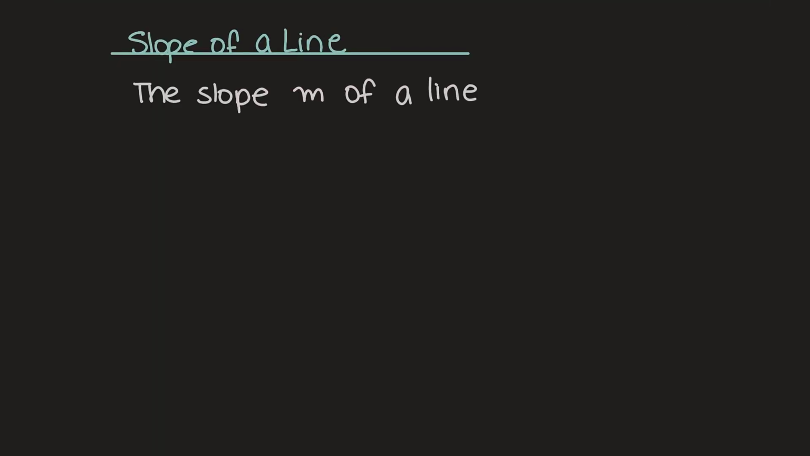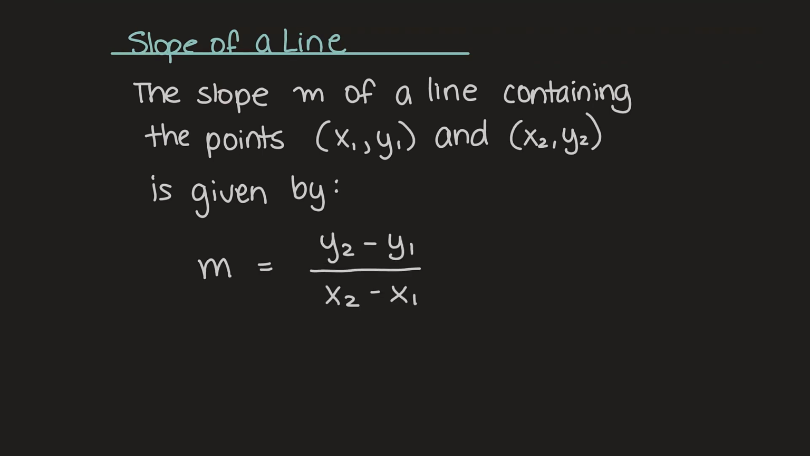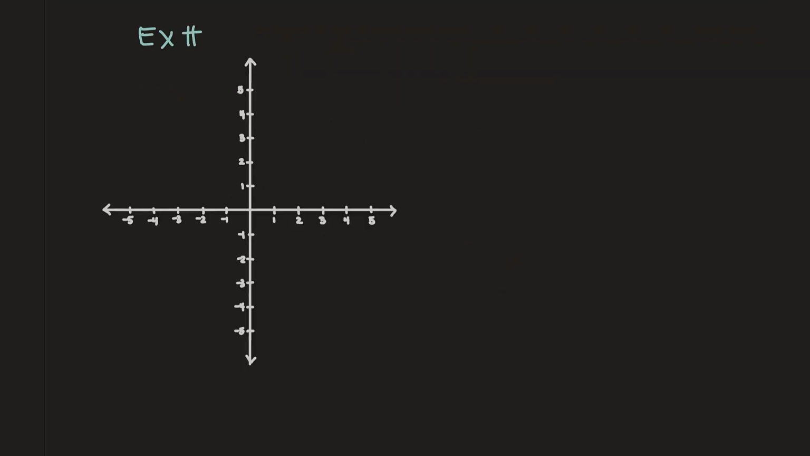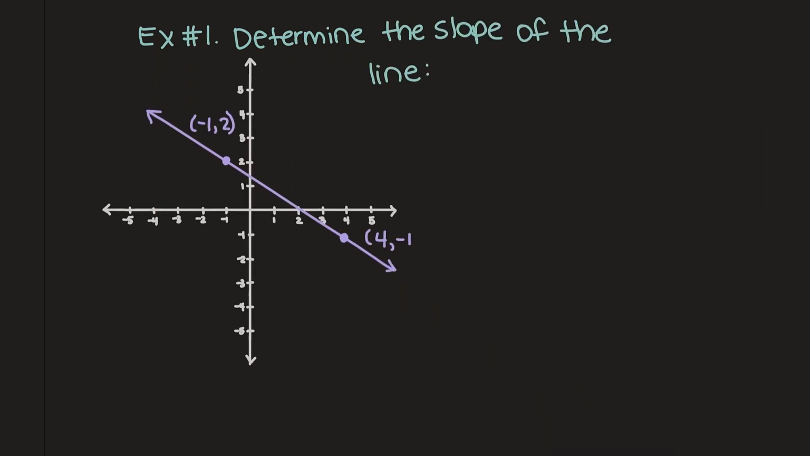So the slope of a line containing the points (x1, y1) and (x2, y2) is given by the following equation, where x2 is not equal to x1. We also call the change in y our rise, and the change in x our run. So let's do an example. We want to determine the slope of the following line.